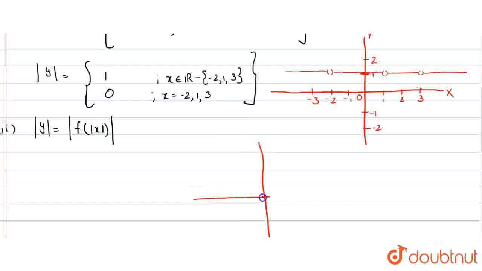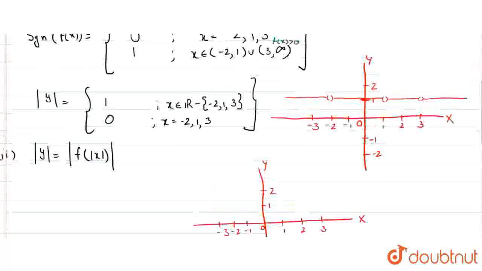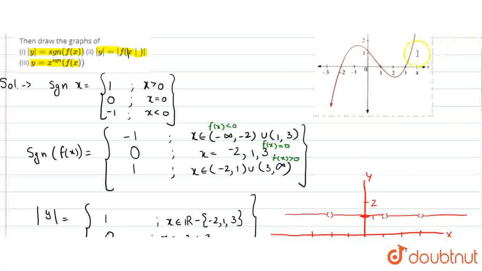If this is the y-axis, this is the x-axis, and this is 0, this is 1, this is 2, this is 3, this is 1, this is 2, minus 1, minus 2, minus 3. See its graph. How does it move? At 0, it is a little bit greater than 1. Then at 1, it goes to 1, then 3. It is like this. We draw this graph here also.